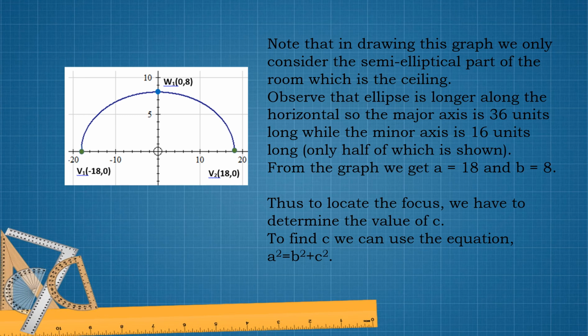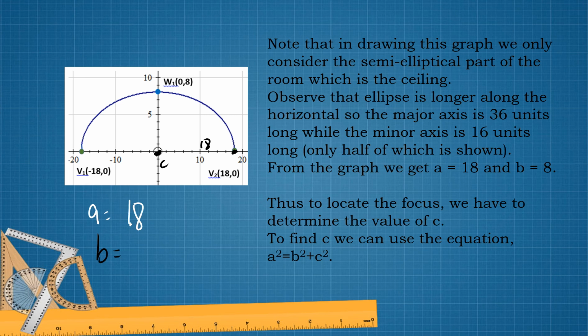Again, how did we get A equals 18 and B equals 8? Because A can be identified using the distance from the center to the vertex or any vertex. So the distance from the center to any vertex, so it's equal to 18. So this is the illustration. This is the center. This is the first vertex. If we're going to check the distance from center to the vertex, that's 18 units.